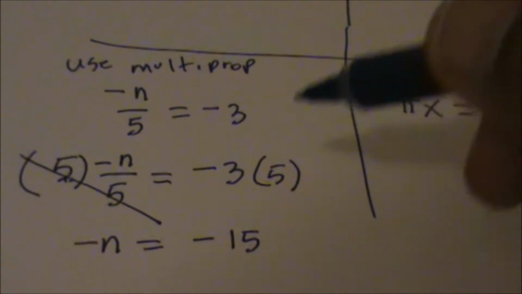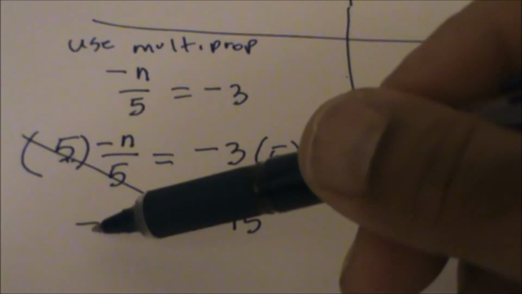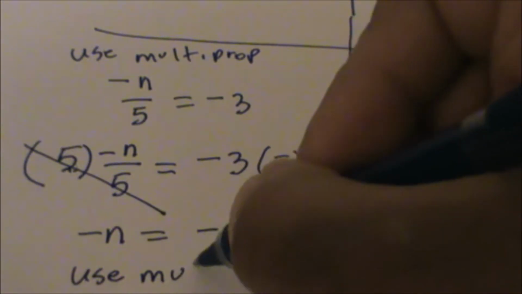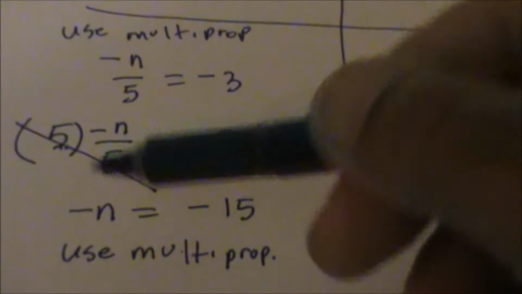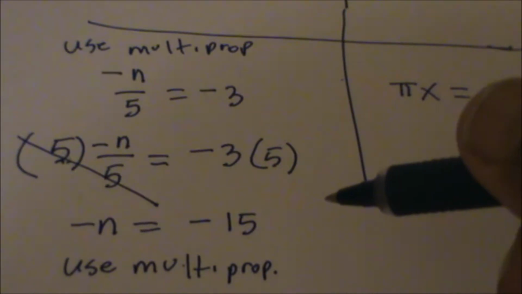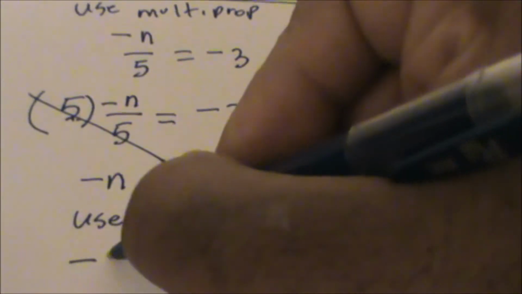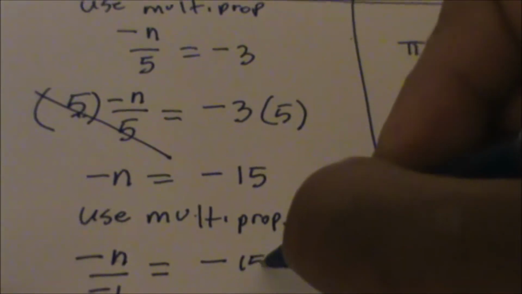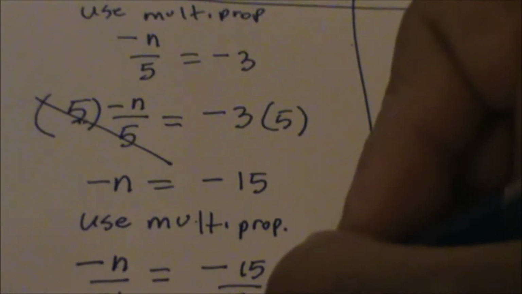In solving an equation, the variable must be positive. And how do we get rid of the negative? Again, we're going to use the multiplication property, but this time we're going to multiply by a negative 1. Why do we multiply by a negative 1? If there's not a number in front of the variable, it's understood to be 1. In this case, it's negative 1. So we're going to divide negative 15 over negative 1. So n equals a positive 15.